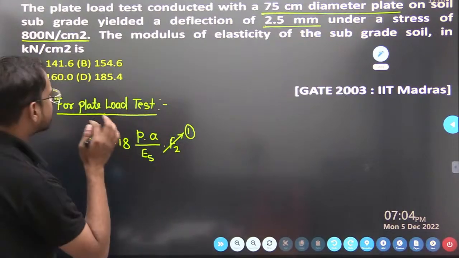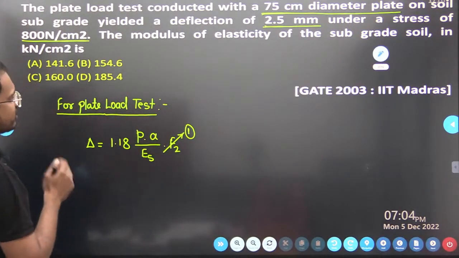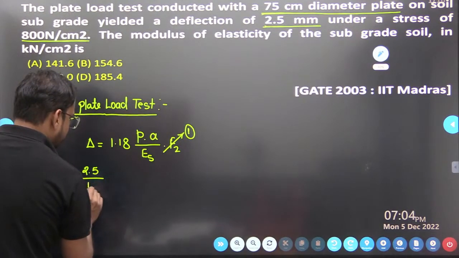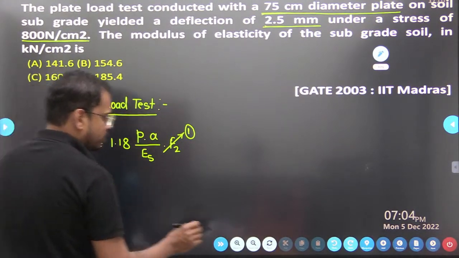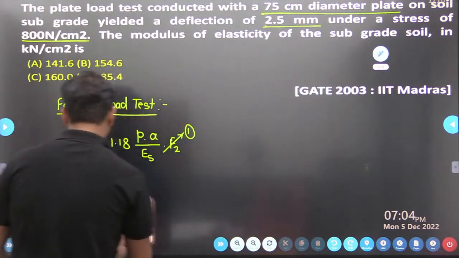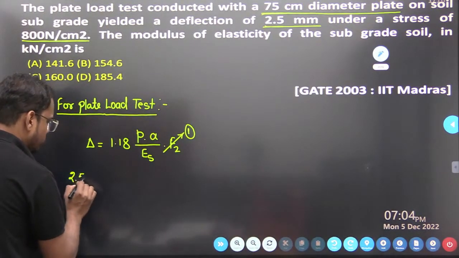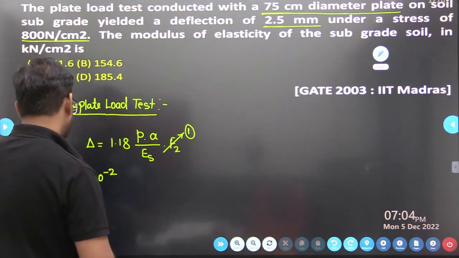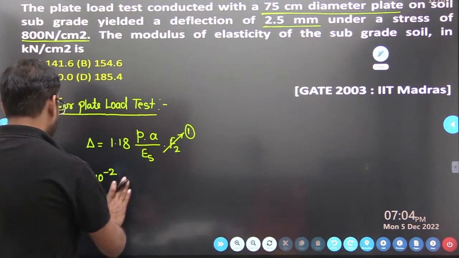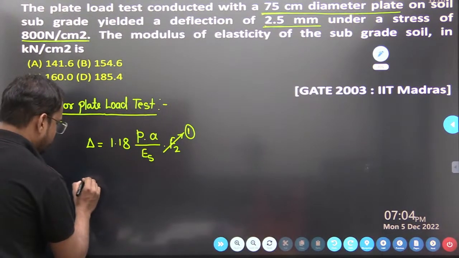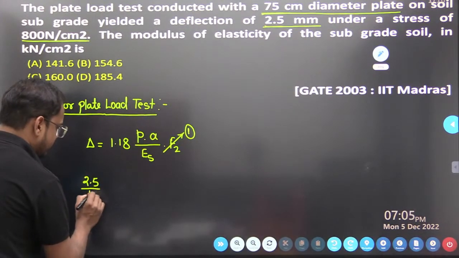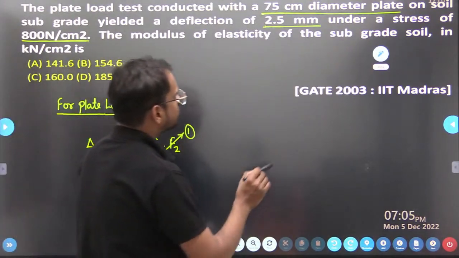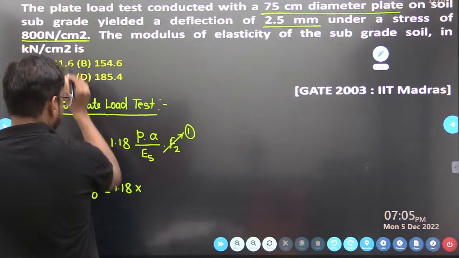Delta is directly given in the question. What is the value of delta? Delta is 2.5 mm, and we convert it into centimeter, so 2.5 mm divided by 10 is the value in centimeter, equal to 1.18 multiplied by p. The pressure is already given in the question, 800 newton per centimeter square.